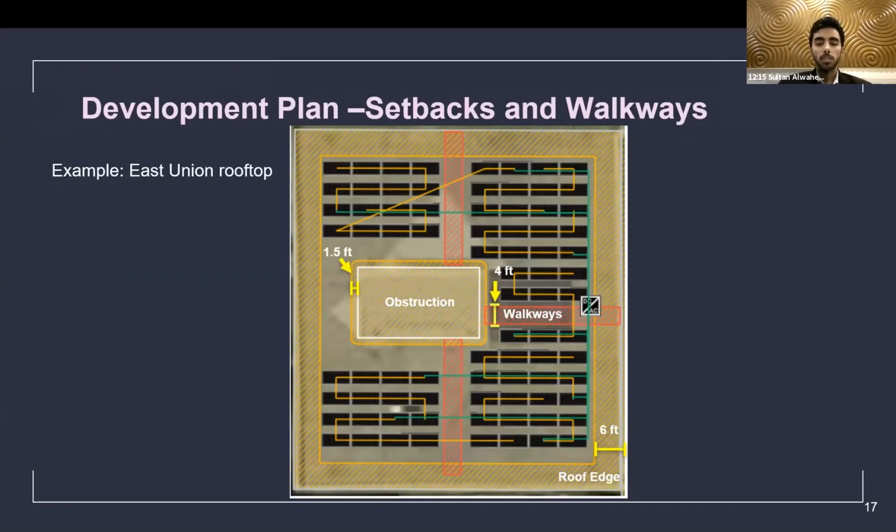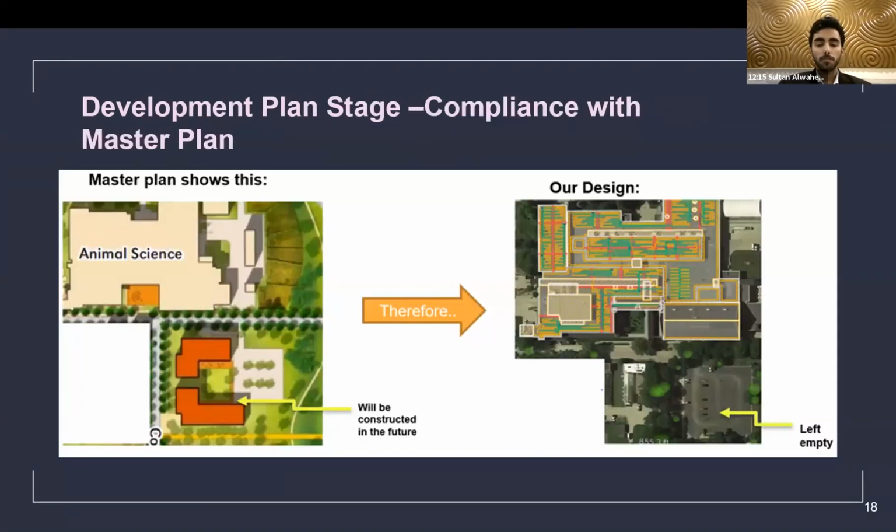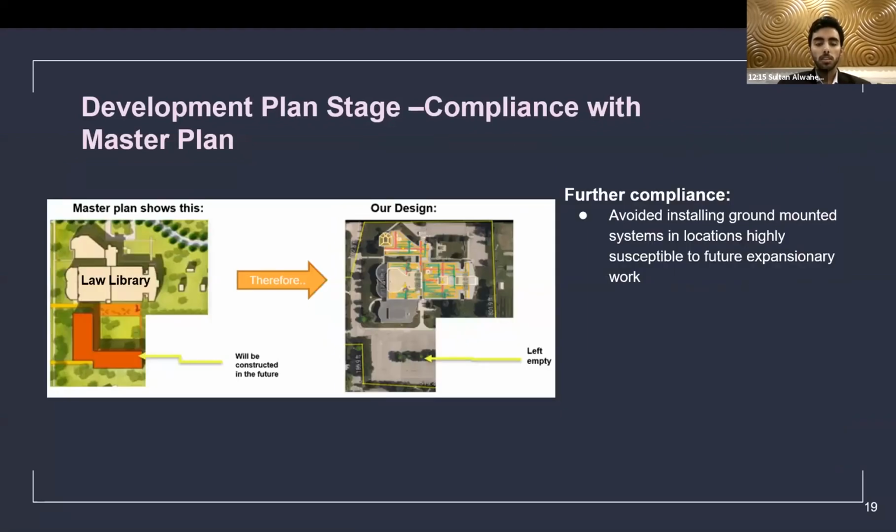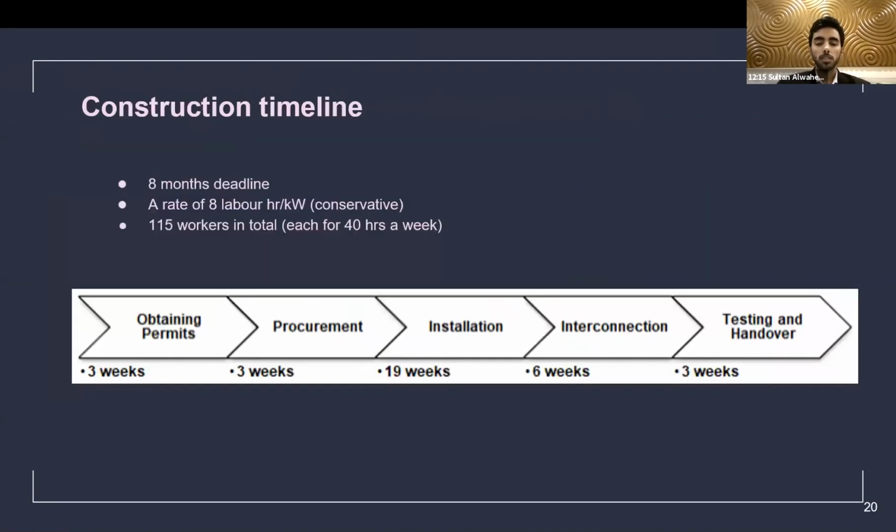And to comply with UNL's master plan, we identified all areas that have construction work planned and excluded them. As an example, you can see the area in front of the Animal Sciences building was left empty to account for the future construction work mentioned in the master plan. We followed the same approach in the Law Library and other locations around the campus. In addition, to further comply with UNL's plans, we try to avoid installing PV panels in ground areas highly susceptible to expansionary work. As for construction, we use a conservative rate of 8 man-hours per kilowatt to approximate the time needed to build the system.